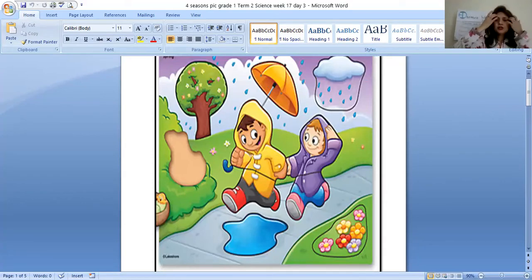So what do you do in spring season? What happens actually in spring season? You can see what is going on here. They are enjoying. What are they enjoying? They are enjoying the rain, right? Because in spring season there is greenery everywhere. Flowers are blooming, the trees are shining green. Spring season comes in which month? It comes from March, April, right? March, April, and sometimes in May.